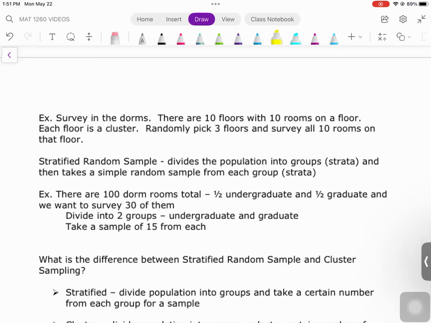Now, stratified sampling is similar to that, where you divide your population into groups, and we call them strata. And then you take a random sample from each of the groups. So if we're thinking about that 100 dorm room example that we had before, let's say half are undergraduate and half are graduate dorms, and we want to survey a total of 30 dorms. We're going to divide our dorms into 2 groups, undergraduate and graduate, and then we're going to take a sample of 15 from each of those.